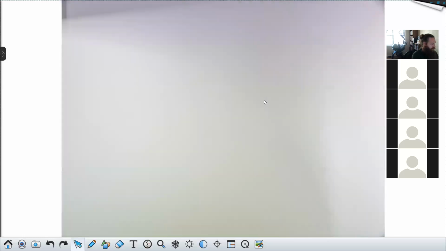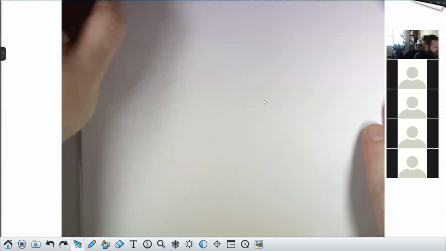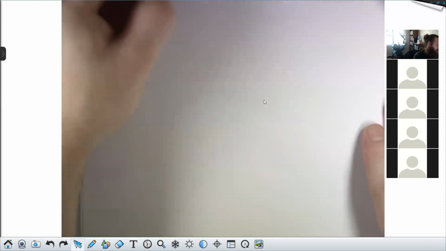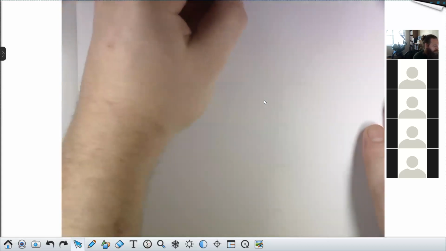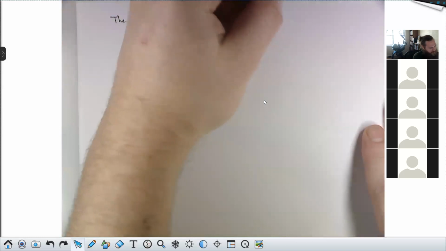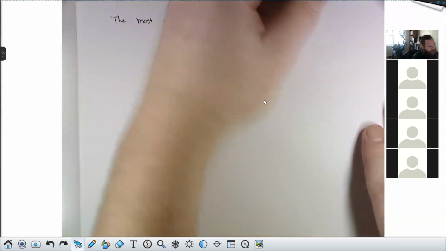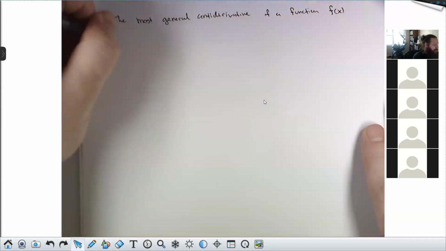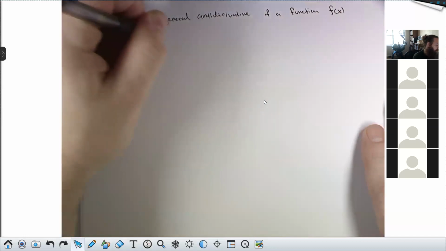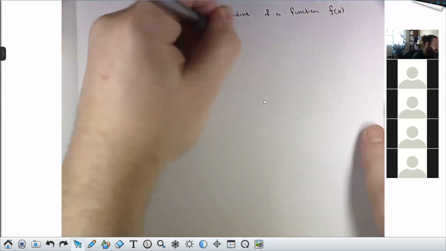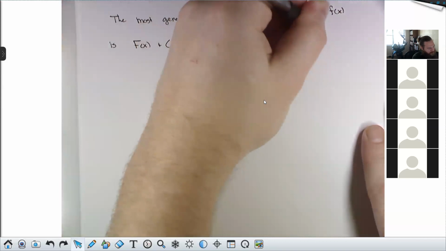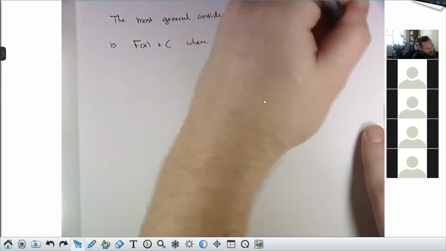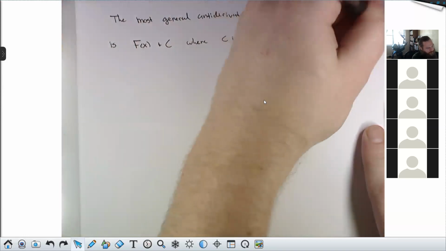So we've seen that the most general antiderivative for a function little f is big F of x plus c, where c is an arbitrary constant and big F primed is little f.